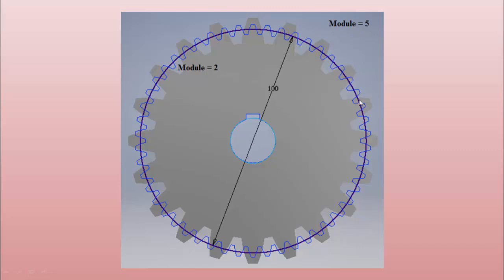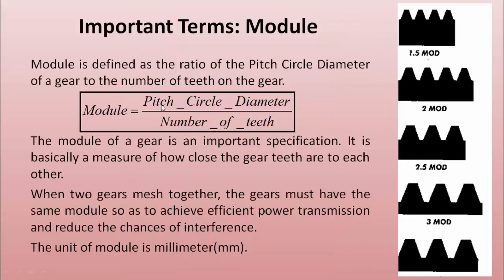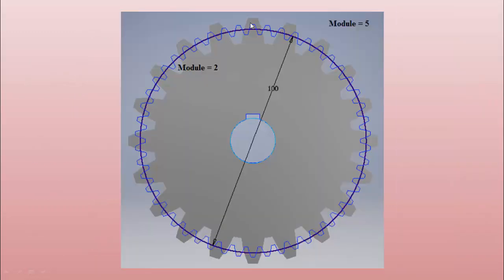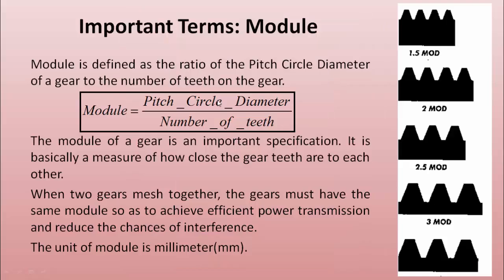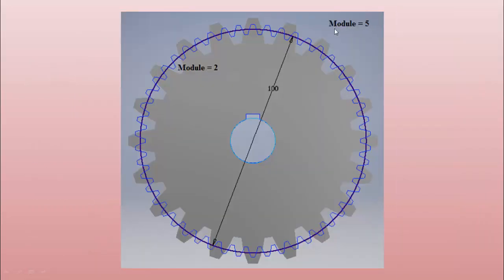If we calculate the number of teeth on the gray one, you will find that the number of teeth is 20. And if you count these blue gear teeth, you will find that they are 50. So what was the formula for module? Module is PCD upon number of teeth. In case of gray, as there are 20 teeth, the PCD of 100 mm divided by 20 teeth gives me module equal to 5. And similarly this blue gear has 50 teeth, so 100 mm divided by 50 gives you a module of 2.